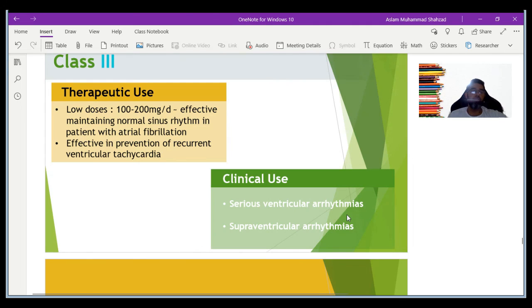For the therapeutic uses, the dose could be 100 to 200 milligrams per day for maintaining normal sinus rhythm in patients with atrial fibrillation. It is also effective in prevention of recurrent ventricular tachycardia. So the clinical uses of this drug are for serious ventricular arrhythmias and supraventricular arrhythmias.